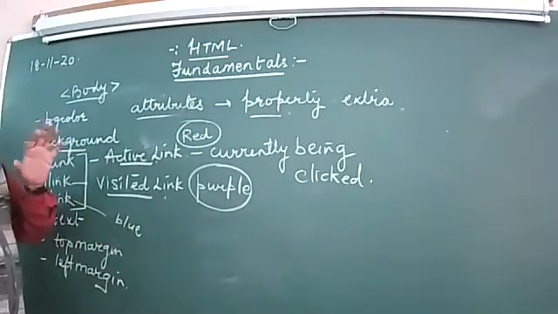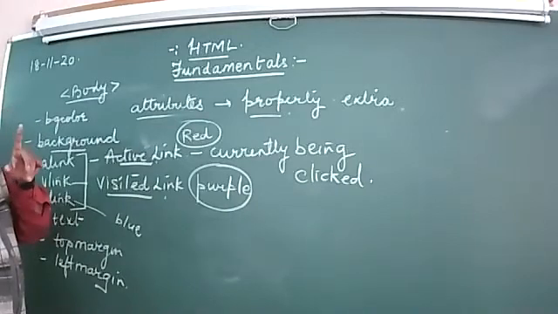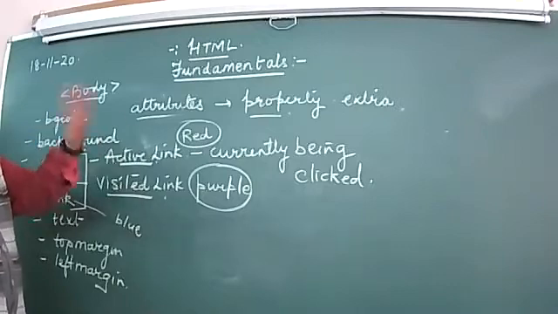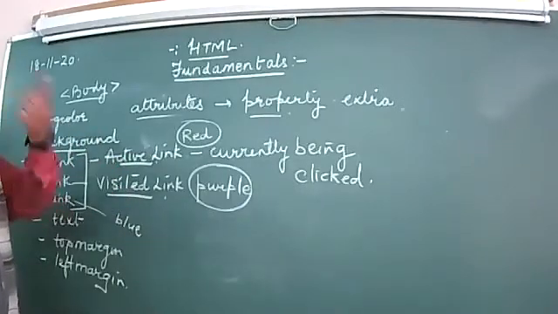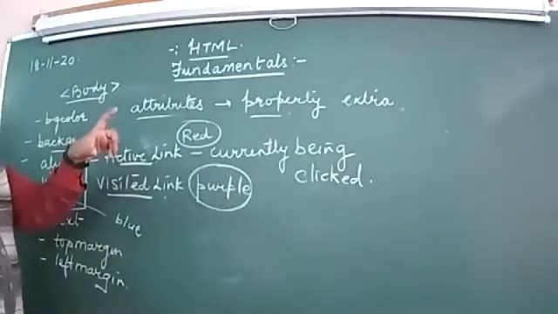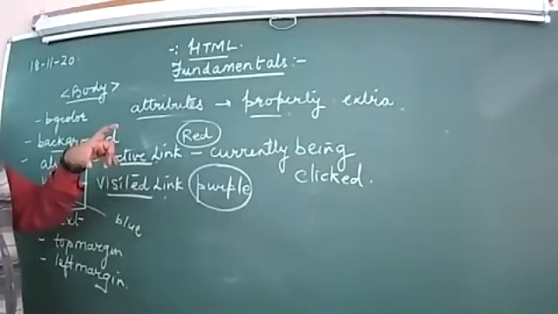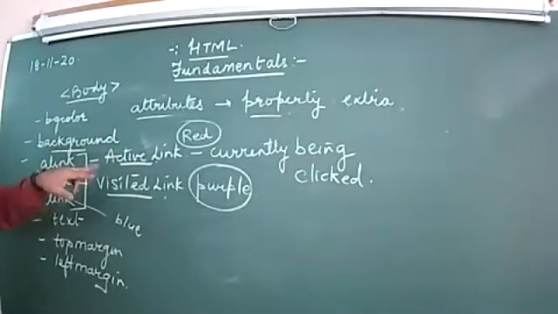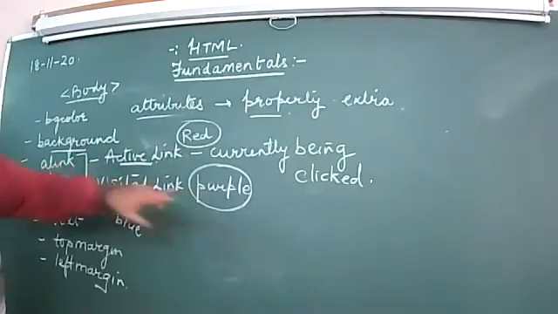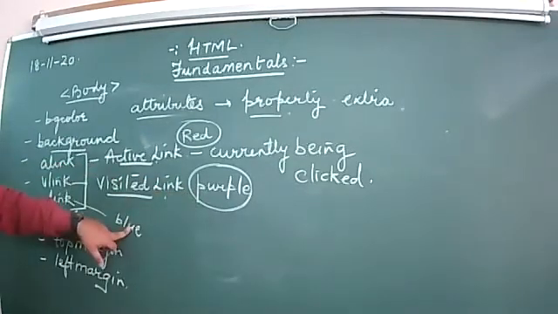In your 5 marks web page question, there may be an instruction regarding the links. That A link is of pink color, V link is of green color, link is of maroon color. That time you will use those colors, right? But the default colors are A link is red, V link is purple, and link is blue.